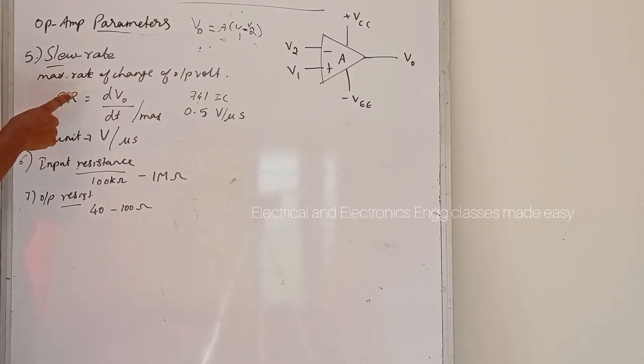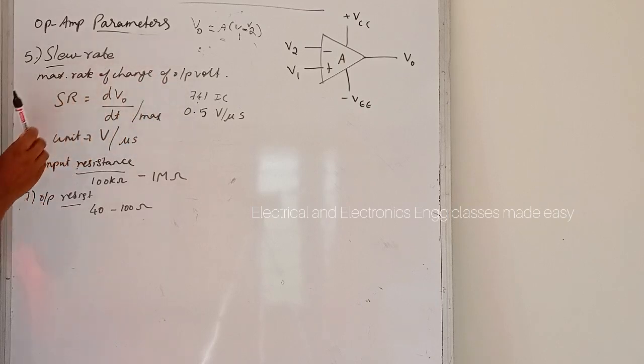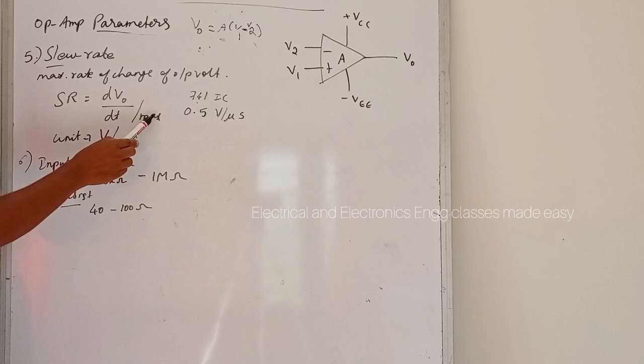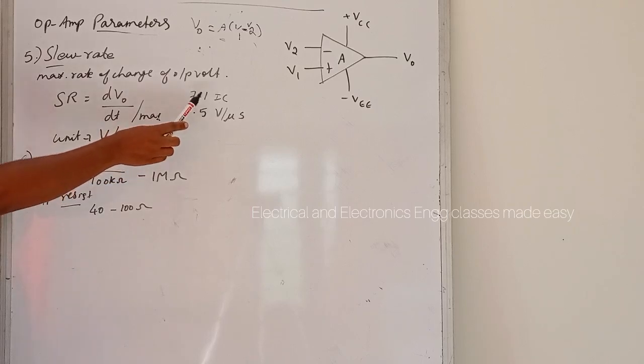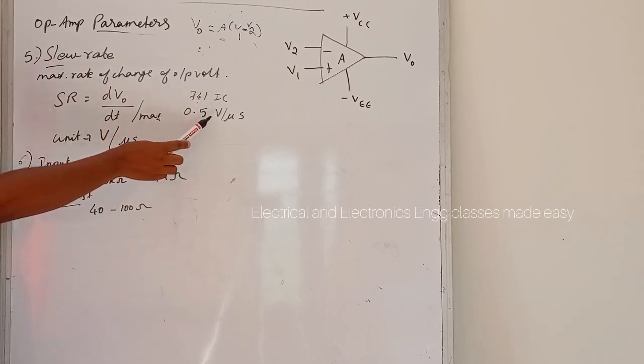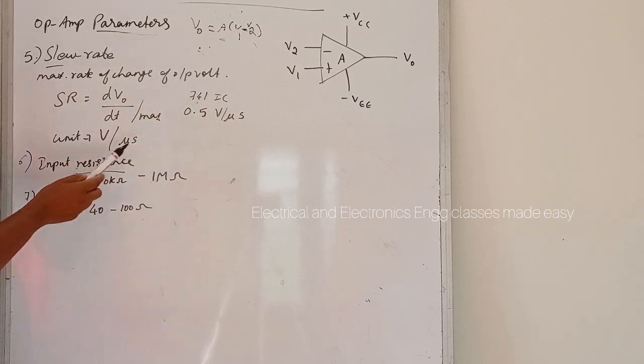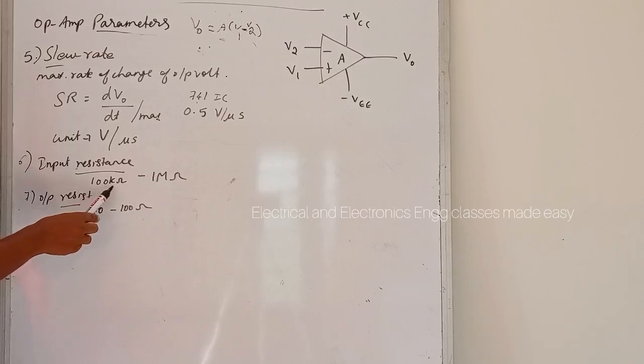Next is slew rate. It is defined as the maximum rate of change of output voltage, that is dV0 divided by dt maximum. For the 741 IC, its value is 0.5 volt per microsecond. That is, the unit is volt per microsecond. Then next is input resistance, which is in the range of 100 kilo ohm to 1 mega ohm, and output resistance, which is in the range of 40 to 100 ohm.